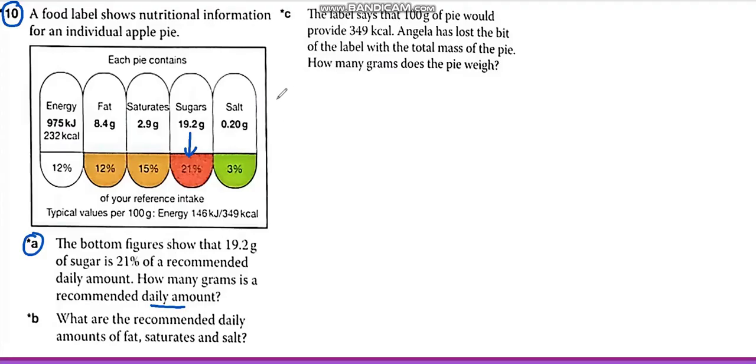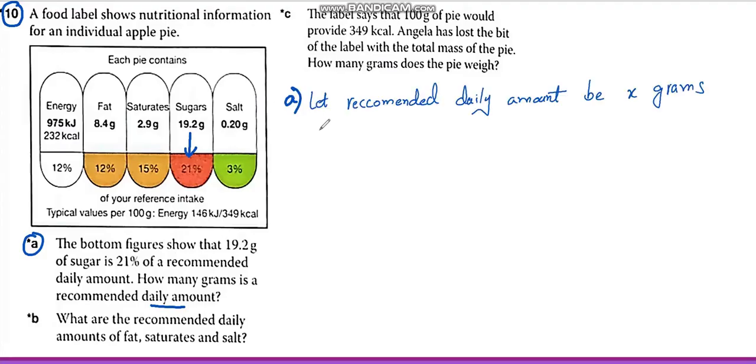So let the recommended daily amount be X grams. And according to the given information, it is just 21%. So we can write that 21% of X is equals to 19.2. Now to work out for X, we can just write 21 divided by 100 times X equals 19.2. We have replaced "of" with the multiplication sign and we have multiplied 21 with X. Further, we can just solve it.